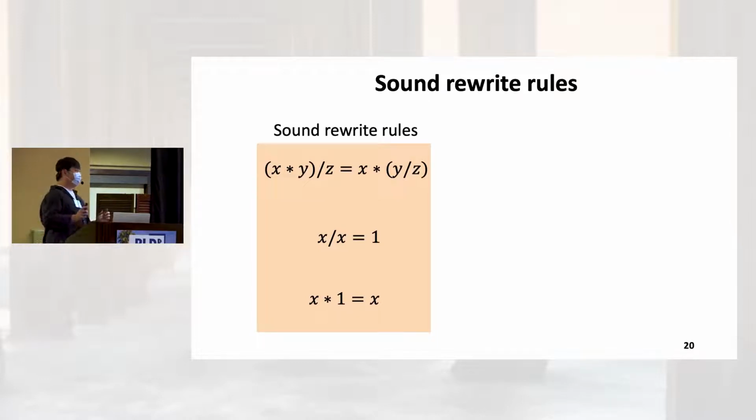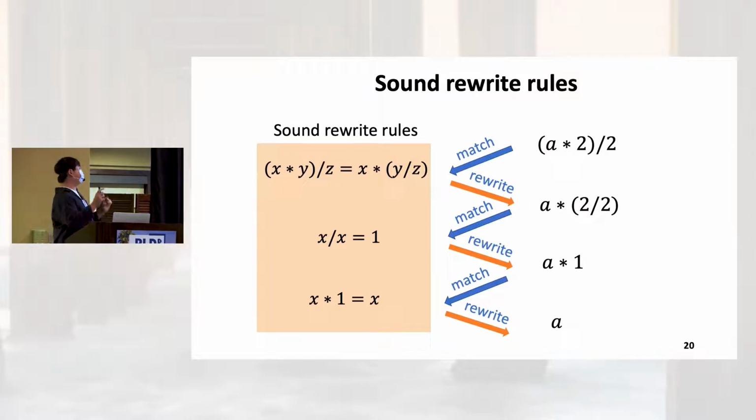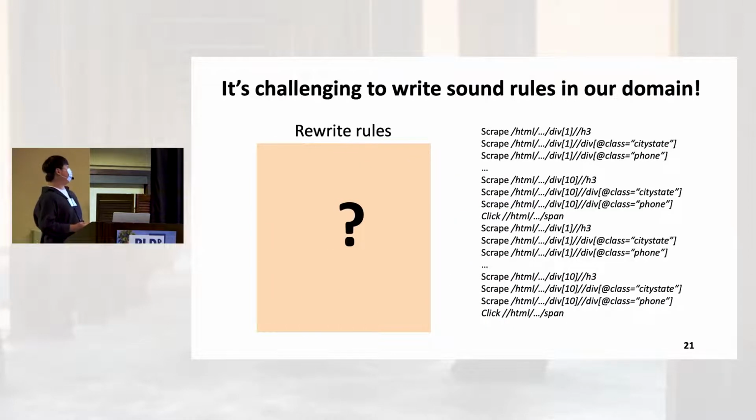And the general idea of existing rewrite techniques is that given an expression, we iteratively match it to the left-hand side and rewrite it to the right-hand side. And if we do it until no new rewrite is generated, we can find our intended program in the search space. However, for our domain, the input is a long action trace, and it is very hard for us to write rewrite rules like the previous example.